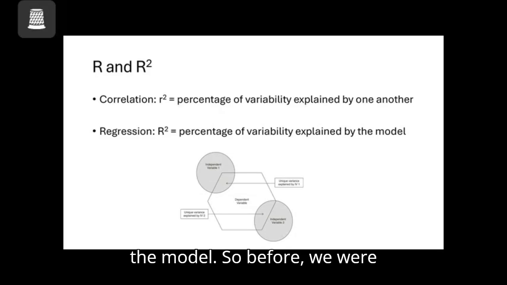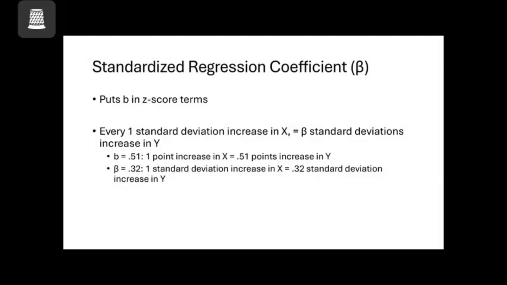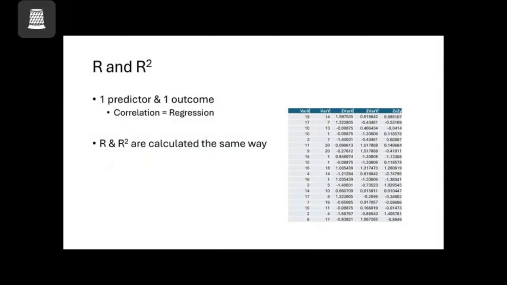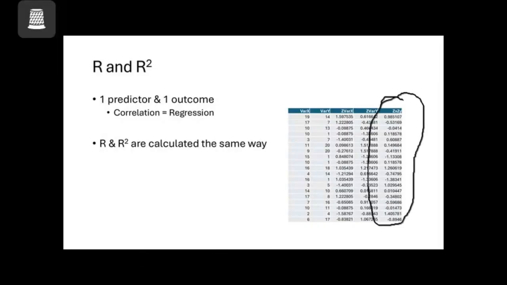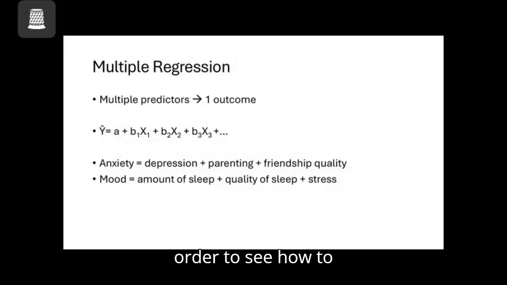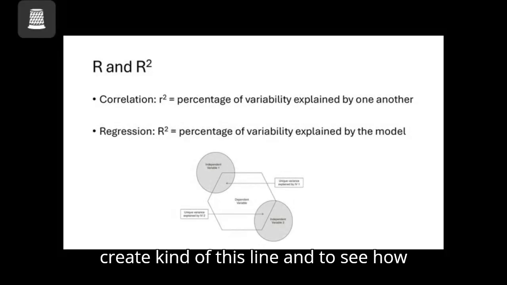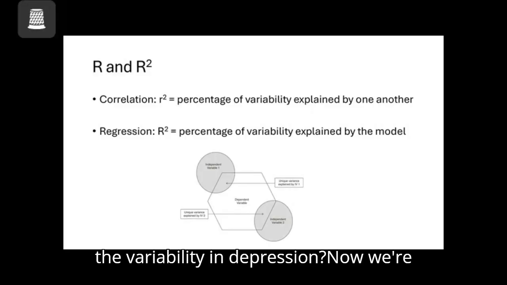So before, we were kind of using these values. We were able to add these together, the product of those z-scores together, in order to see how to create this line and to see how much those values moved together. So how much of the variability in anxiety was predicted by the variability in depression.